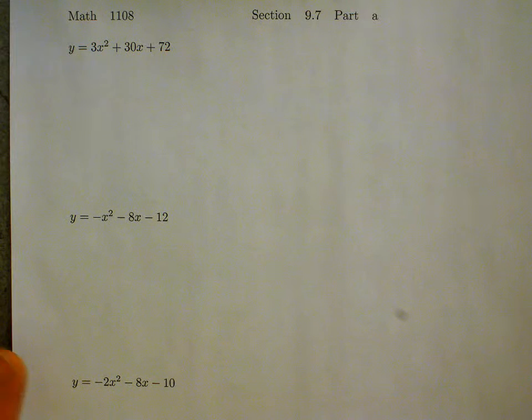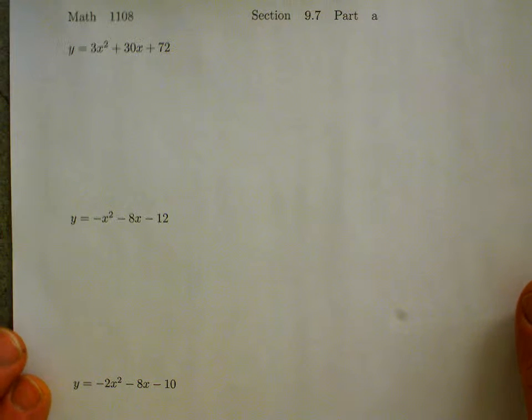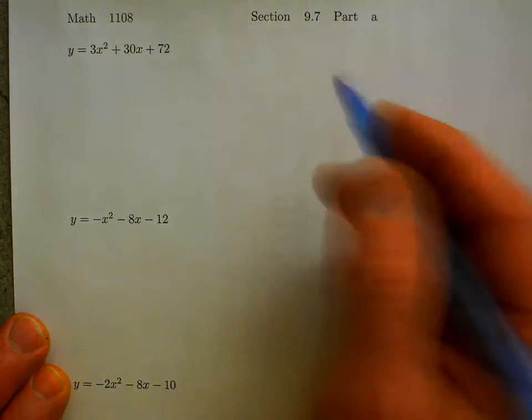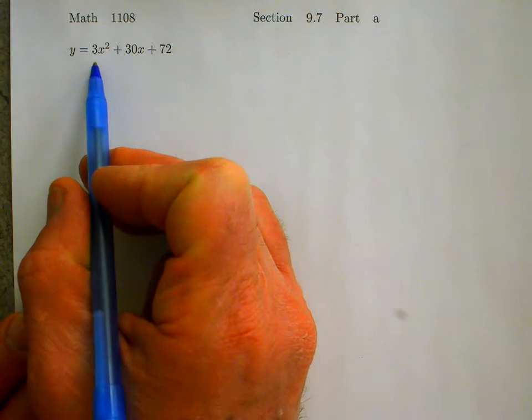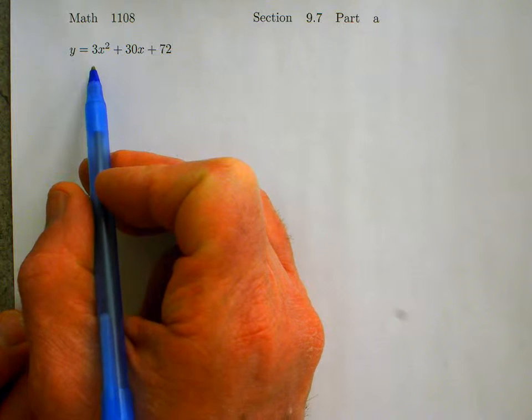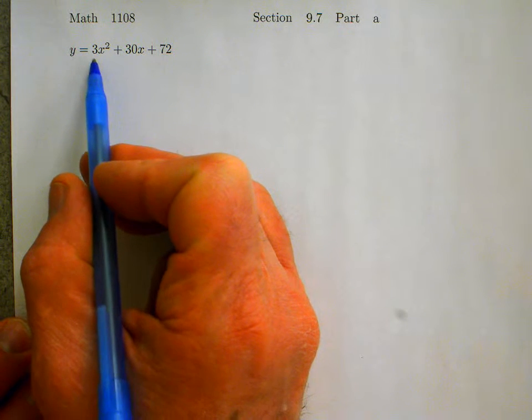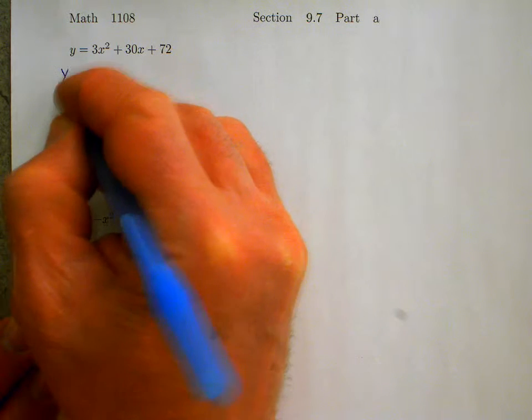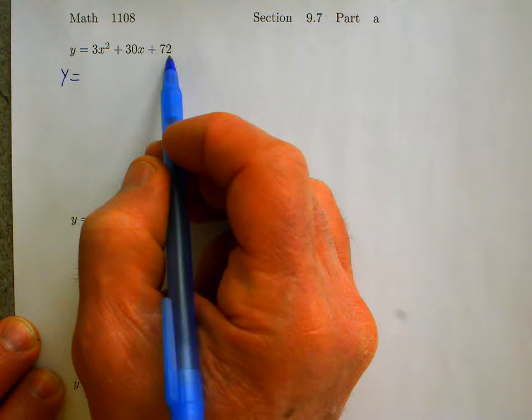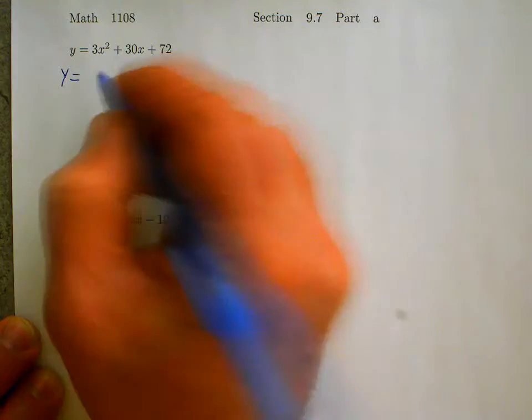Okay, did you get an answer? Okay, so the coefficient of x squared is 3. So factor 3 out of the first two terms, but leave the constant plus 72 on the outside.